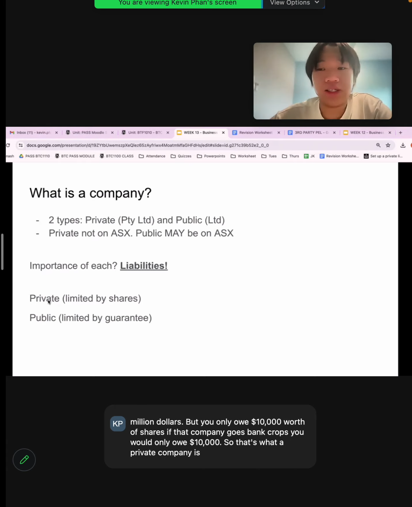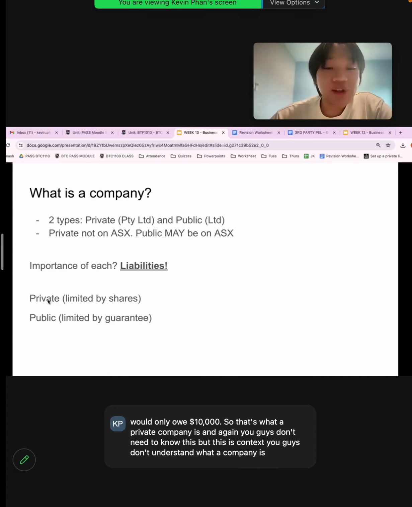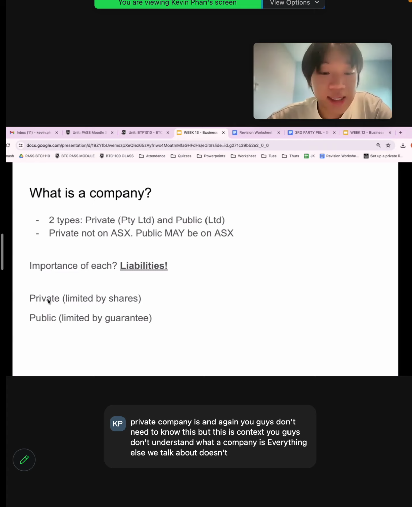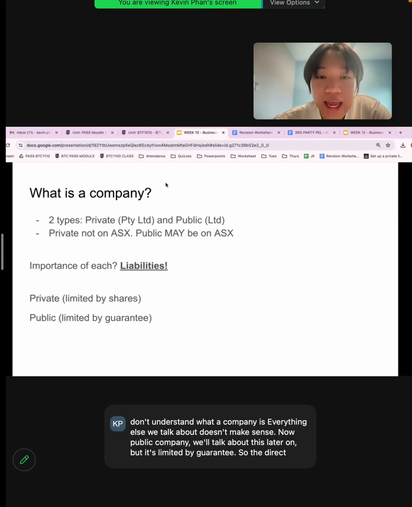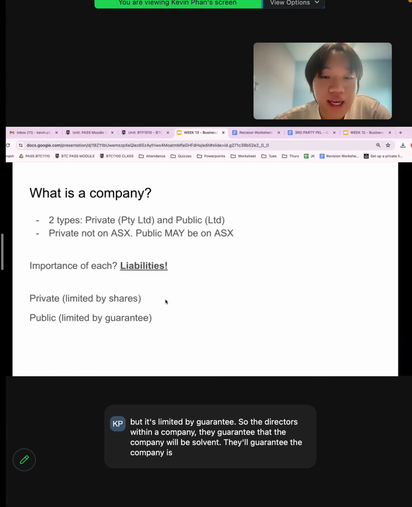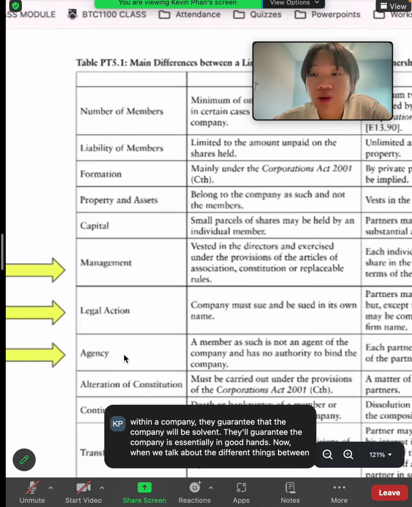And again, you guys don't need to know this, but this is context. If you guys don't understand what a company is, everything else we talk about doesn't make sense. Now, public company, we'll talk about this later on, but it's limited by guarantee. So the directors within a company, they guarantee that the company will be solvent. They'll guarantee the company is essentially in good hands.